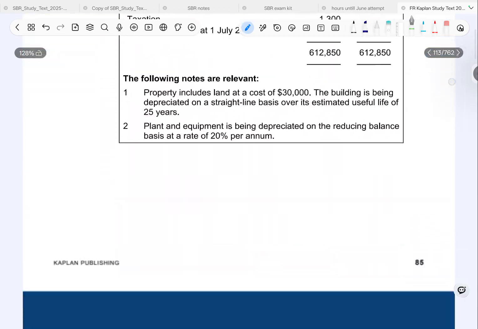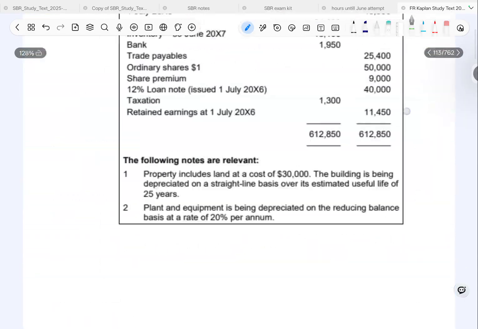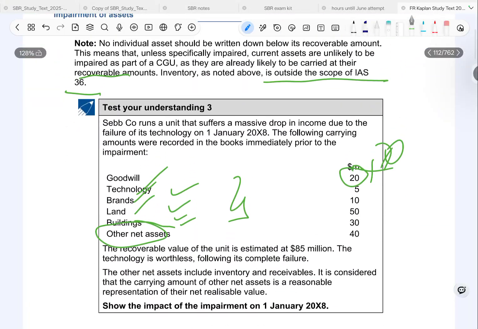So I'll try to solve a small sum. Okay, let's solve that Test Your Understanding 3 only. One second.